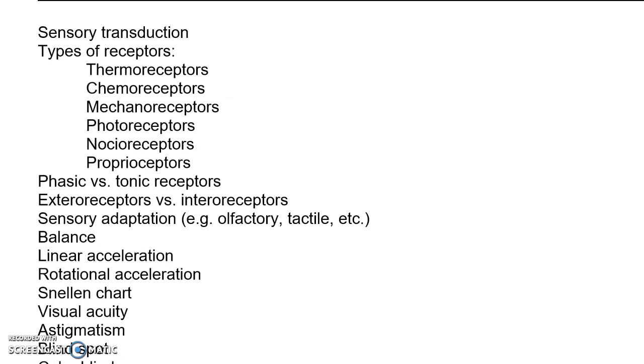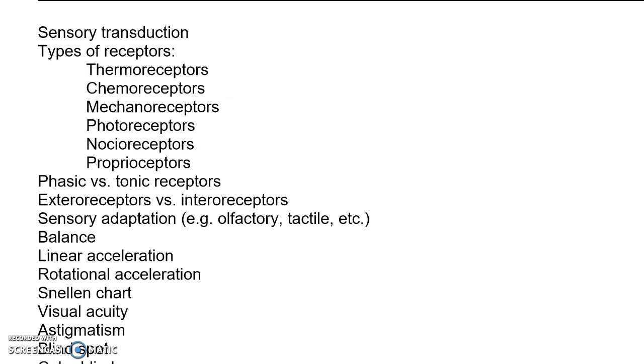Chemoreceptors respond to chemicals. They'll be in your tongue, for example, or in your nose. You have lots of chemoreceptors. Also inside of our body we have chemoreceptors that measure CO2, oxygen levels, and hydrogen ion levels. Then mechanoreceptors, those will be your touch and pressure receptors that respond to mechanical stimulation. Photoreceptors are only in your eye. They respond to electromagnetic energy in the visible range.